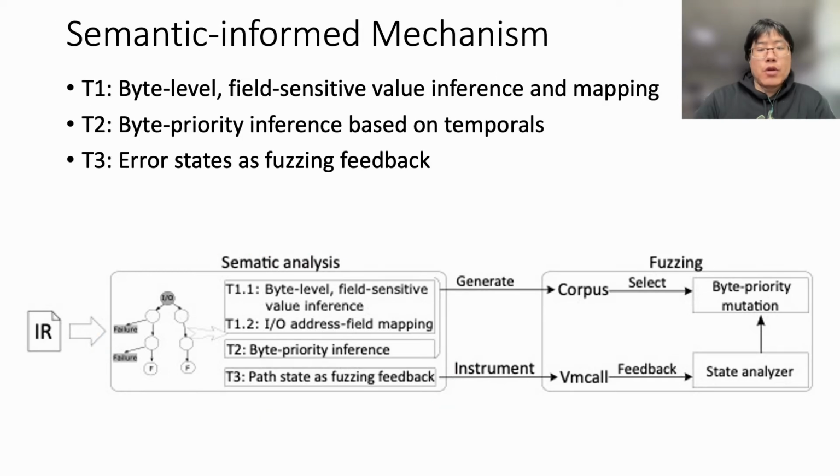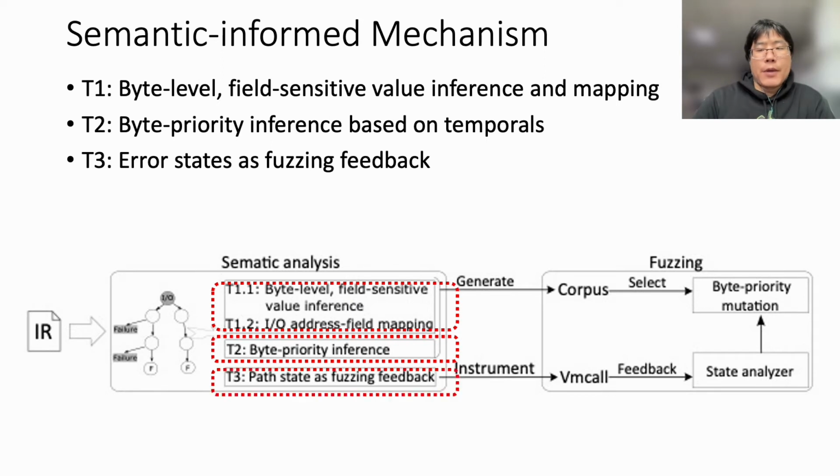I will briefly talk about the semantic-informed mechanism. The core of the semantic-informed mechanism is to extract the semantic information of the driver. Here we mainly propose three new techniques. The first is byte-level and field-sensitive value inference and mapping. The second is Byte-Priority Inference. The third is pass state as feedback.